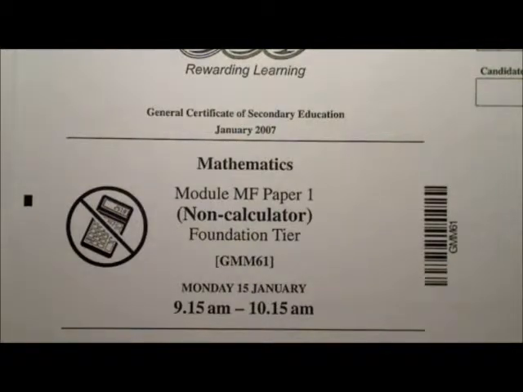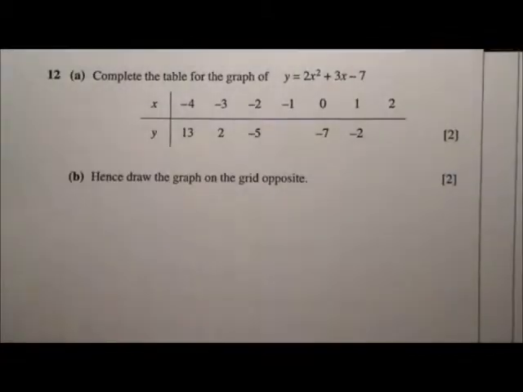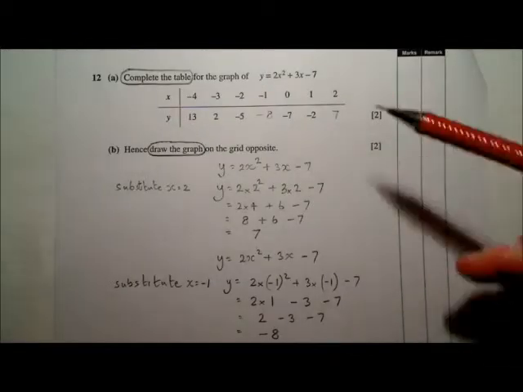Okay, so this is the fourth part of this January 2007 foundation paper. This is the MF or M5 paper, and we're now moving on to questions number 12 onwards. So you can have a look at question 12 and complete the table there, and then we'll show you the answer in a minute.